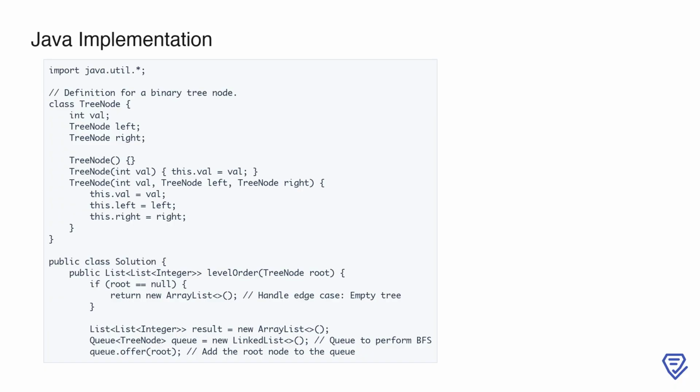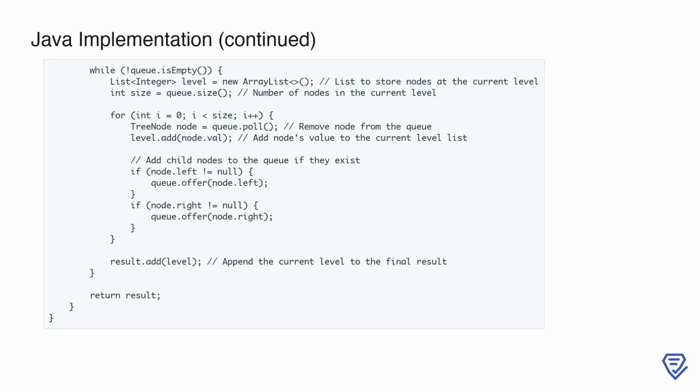The first step in the method is to handle the edge case where the tree is empty. If the root is null, we simply return an empty list since there are no levels to traverse. Then, we initialize the result list to store the level-wise traversal and a queue to perform a breadth-first search. The root node is added to the queue to kick off the process. Now, we enter a while loop that continues as long as the queue is not empty. This ensures we process all levels of the tree.